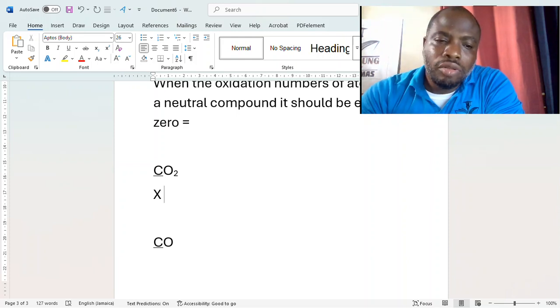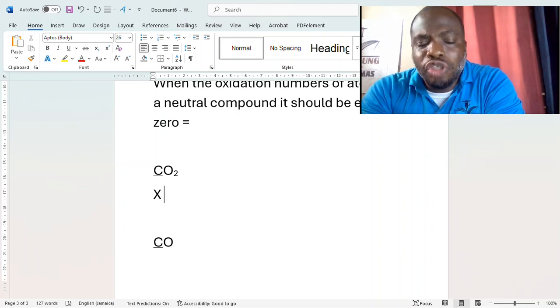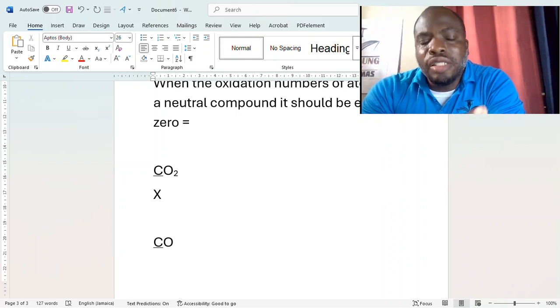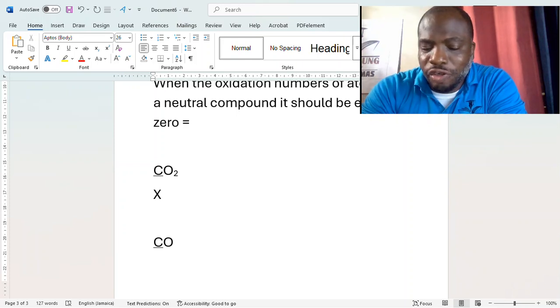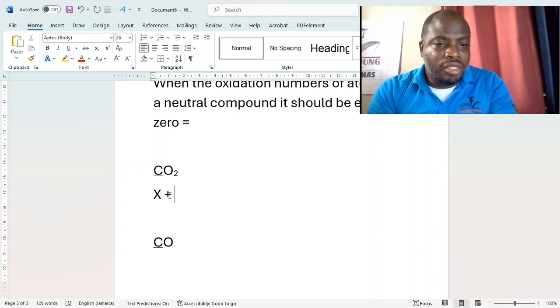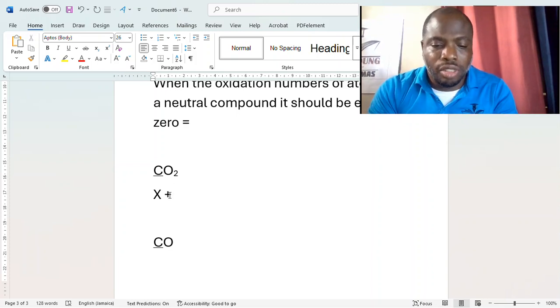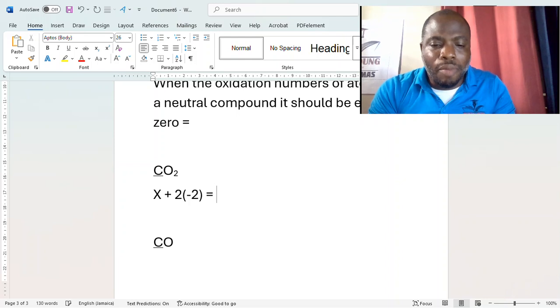So we also know when we look at carbon dioxide, it's a neutral compound. So whatever the oxidation state of carbon is, when you add it to the oxygen, it should equal 0. So let's put that in. X, which is the oxidation state of the carbon, plus we know that we have 2 oxygen, right? And each oxygen is a -2. When we combine that, we should get 0.